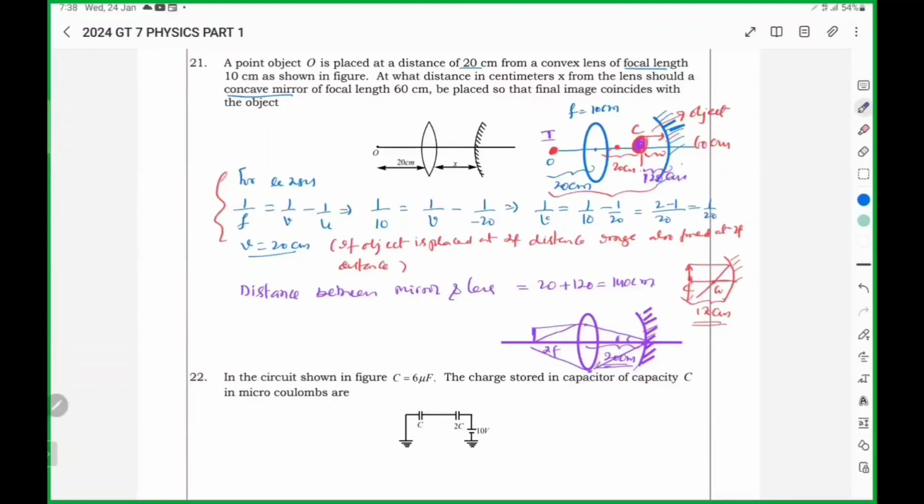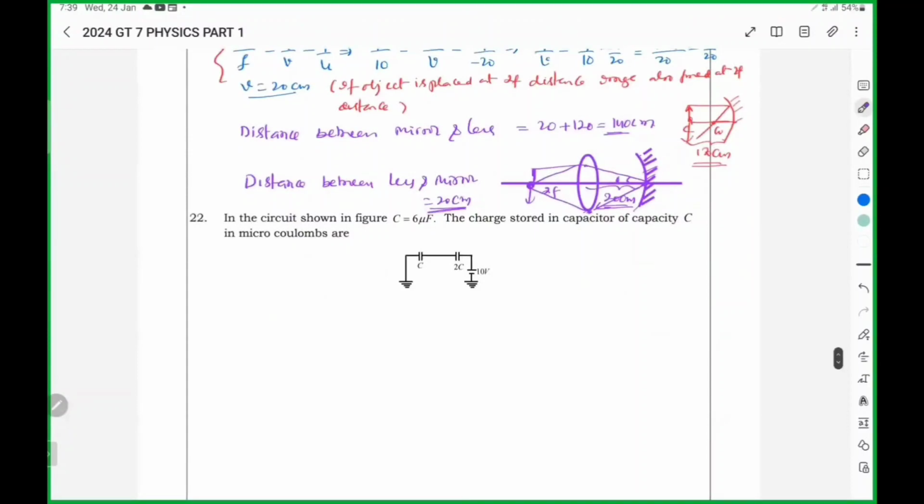After that, they get reflected again and reach the lens. They get refracted, and finally the image will be formed at 2f. So in this case, the distance between lens and mirror is only 20. So there are two possible answers for it. Either you write 140 or 20, both will be correct.